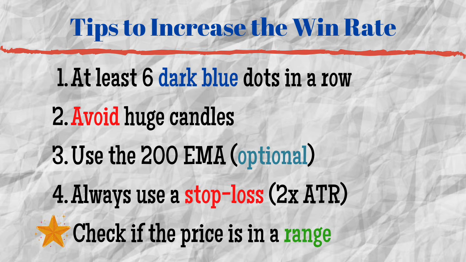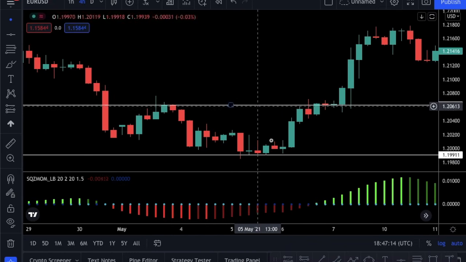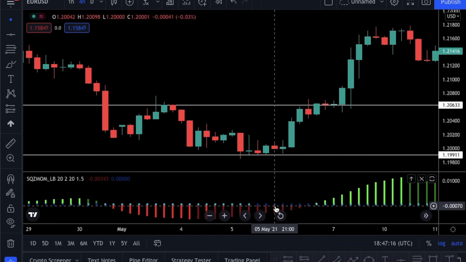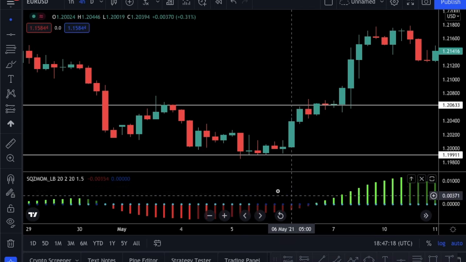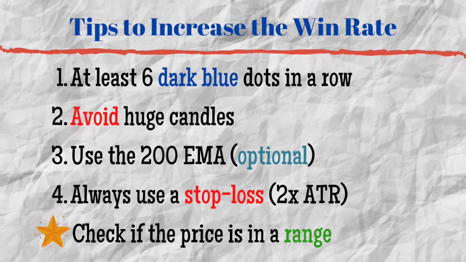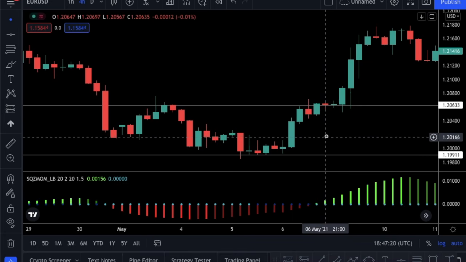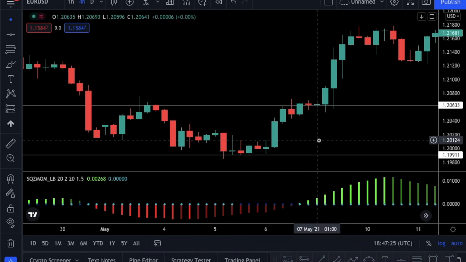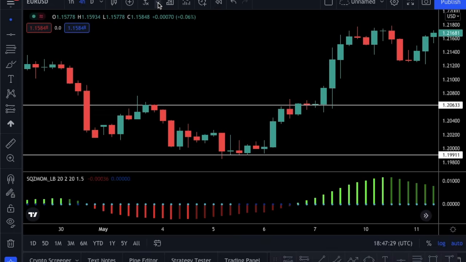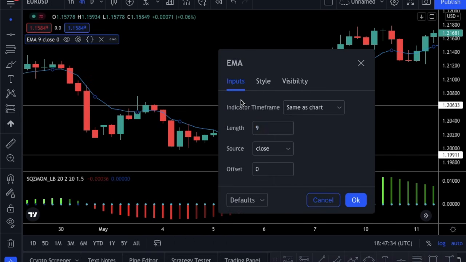You can see that there are more than 6 dark blue circles in a row. So you know that the volatility is low now, and we will wait for a light blue circle to open our position. Then we will check for huge price changes that occurred in the last candles. Since none of the candles are relatively huge to others, we are good to go. And then we will check the moving average to have an idea about the trend.